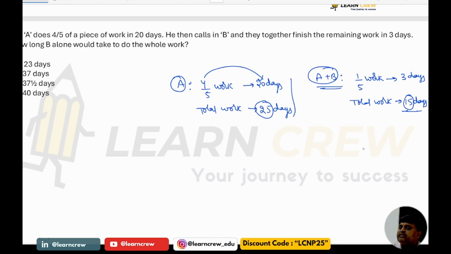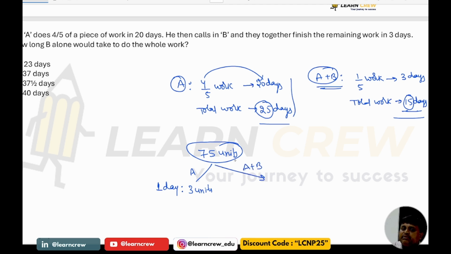Then B alone will complete the work in how many days? If you observe here, 25 and 15, the LCM is 75. The total work is 75 units. Here A alone takes 25 days for 75 units, so in one day A alone is doing 3 units. A and B together complete 75 units in 15 days, so in one day 5 units.